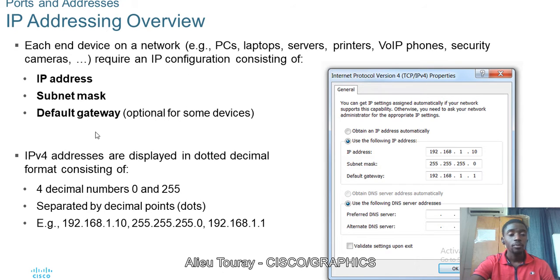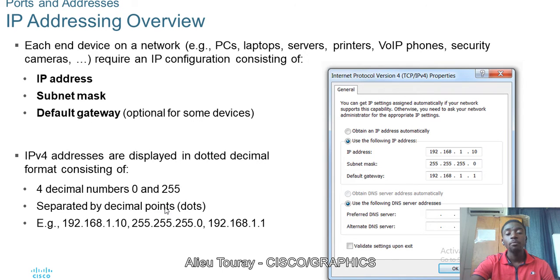So the IP address, subnet mask, and default gateway must be configured on a device before it can access the internet. So the IP address is the location, the subnet mask is what network this IP address belongs to, and the default gateway is where I can get out. But this is optional only if you have a local network, a network that you don't need to go outside.